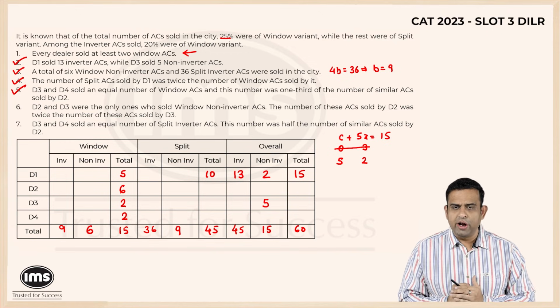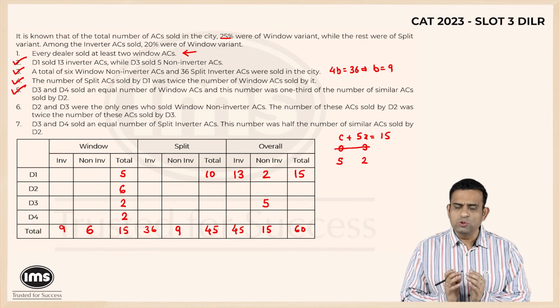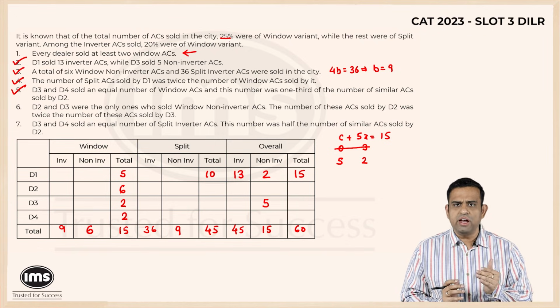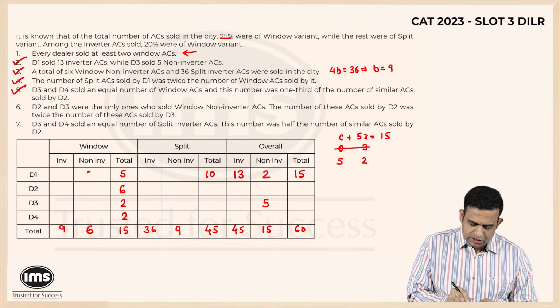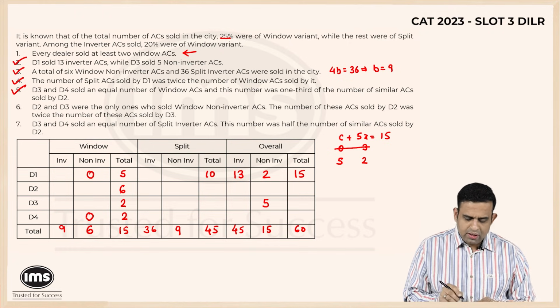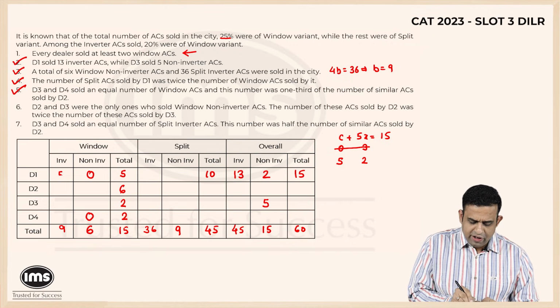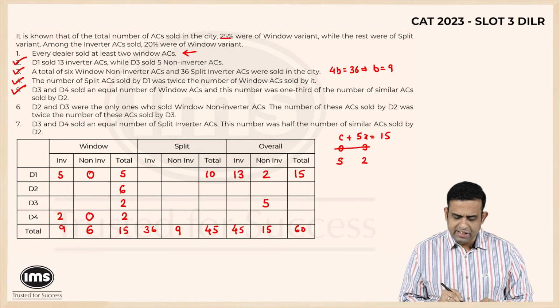Going to the last 2 points, point number 6 talks about D2 and D3 being the only ones who sold window non-inverter AC. It means the persons D1 and D4 are not selling the window non-inverter AC. So I can put a 0 and a 0 over here. And from this, I can possibly say that D1 must have sold 5 window inverter AC and D4 must have sold 2 window inverter AC.